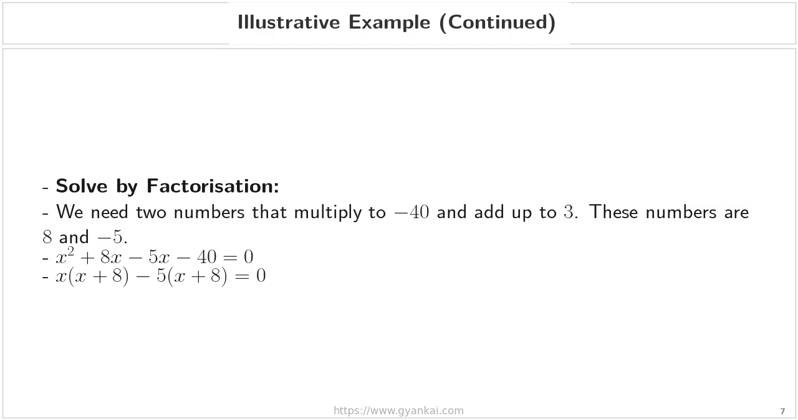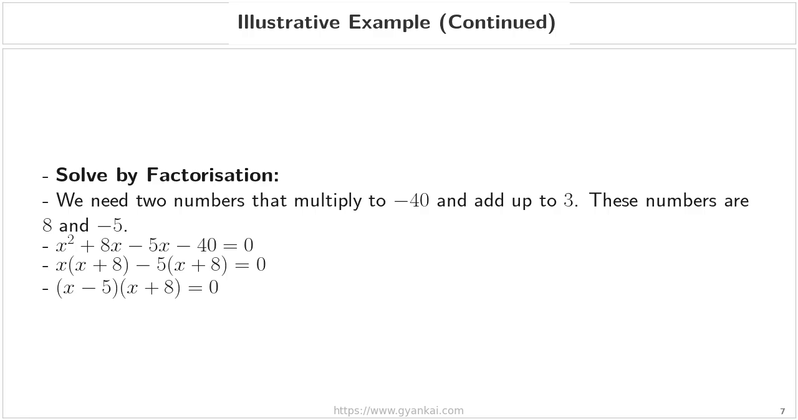Next, we group the terms to find common factors. In the first two terms, x squared and 8x, we can factor out an x. In the second two terms, negative 5x and negative 40, we can factor out a negative 5. This leaves us with x times the quantity x plus 8 minus 5 times the quantity x plus 8 equals 0. Notice that both parts of our equation now share the common binomial factor, x plus 8. By pulling that out, we arrive at our final factorized form. The quantity x minus 5 multiplied by the quantity x plus 8 equals 0. This brings us directly to our next slide, where we will solve for the individual values of x.